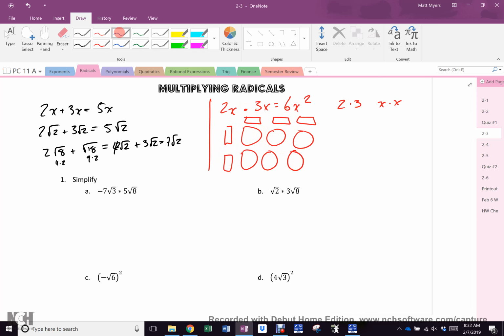So, using the logic that you all have in your brain, what must 2 root 3 times 3 root 5 be? It's not a trick question. If it happens once in math, it always happens in math. The 2 and the 3 multiply, the root 3 and the root 5 multiply. 6 root 15, done. That's how you multiply radicals. That's how easy it is.